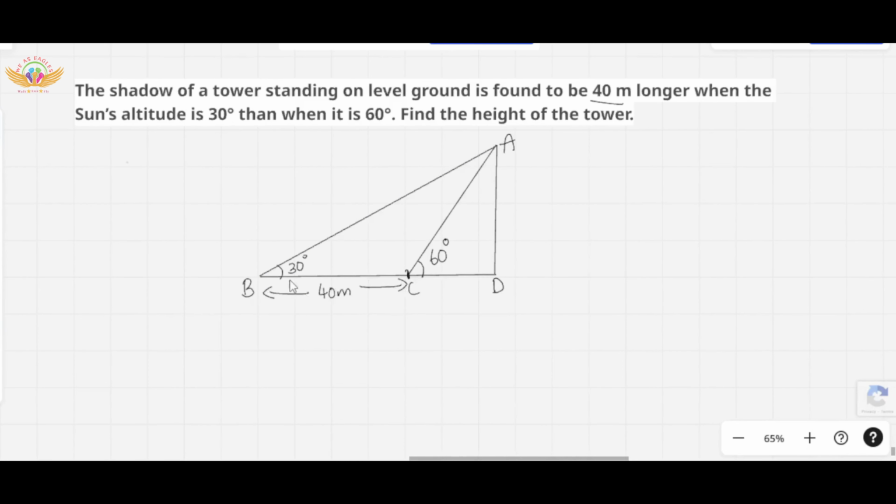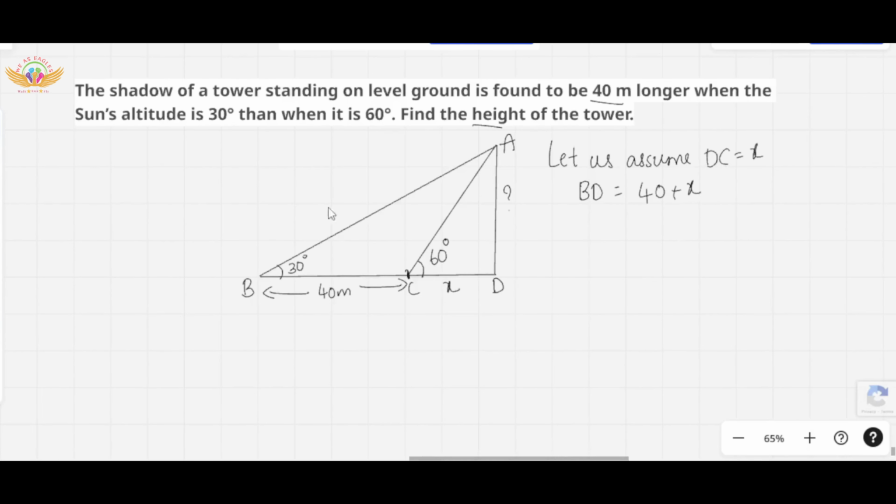Now we have to find the height of the tower. That is AD we have to find out. We don't know what DC is. So let us assume that DC is equal to X. DC is equal to X. And then what will BD become? Then BD will become 40 plus X.